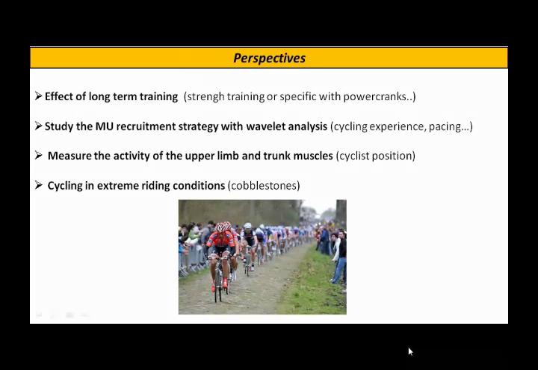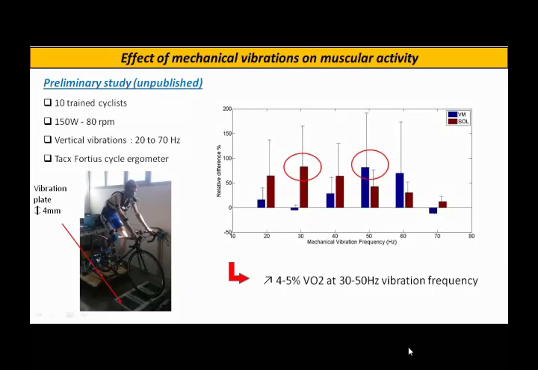And as a first perspective for the future, as my colleague said, it is very interesting to study the muscular activity during extreme cycling conditions, like cobblestones. In our lab, we have started to study the effect of mechanical vibration induced by a vibration plate under the front wheel on muscle activity of the lower limb, but also of the upper limb. In the preliminary results, we found an increase in EMG activity when mechanical vibration was added, but the greatest increase of EMG activity doesn't occur at the same vibration frequency for all muscles, for example the soleus and the vastus medialis. And this change seems to be related to, and explain why, oxygen consumption is slightly increased when mechanical vibration was added.